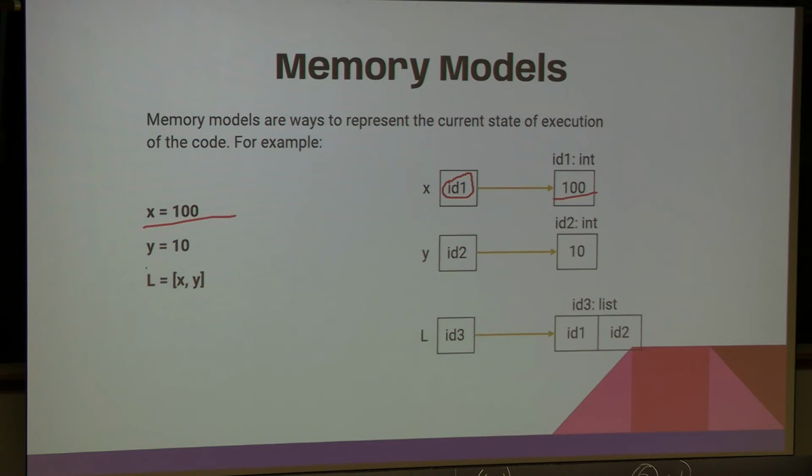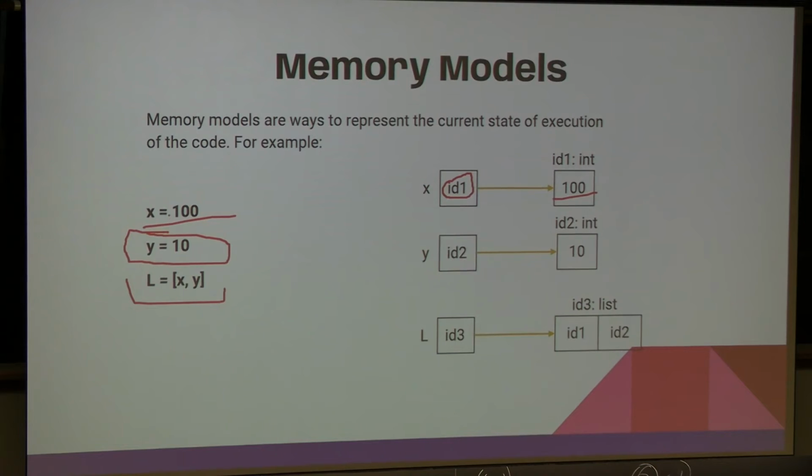I'm creating a new object, which is ID2, which is mapped to a new thing, which is 10. Okay. L is equal to x comma y. So I'm creating a new object for obvious reasons, which is the list. And that list should have some values, right? What are the values of that list?